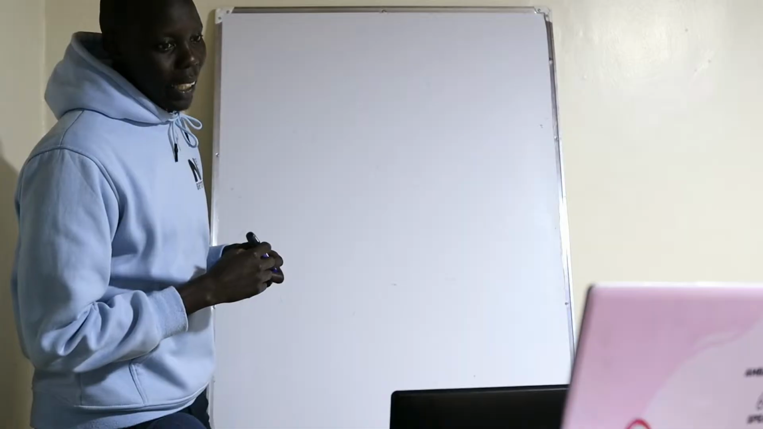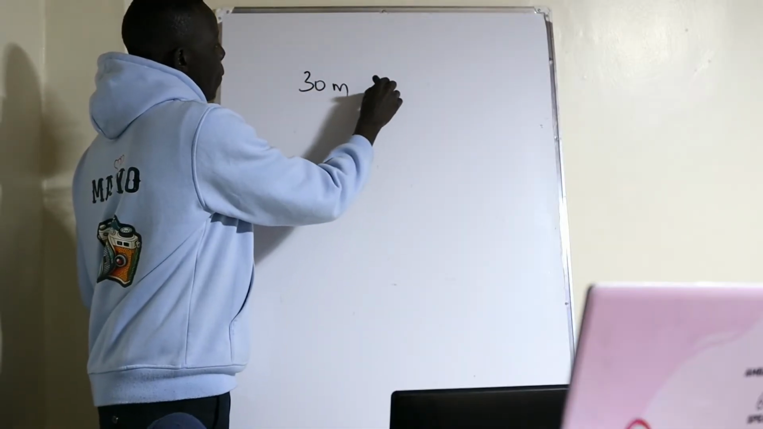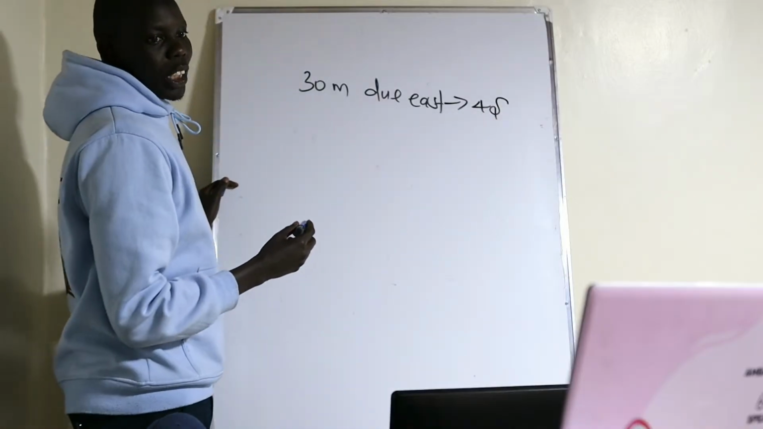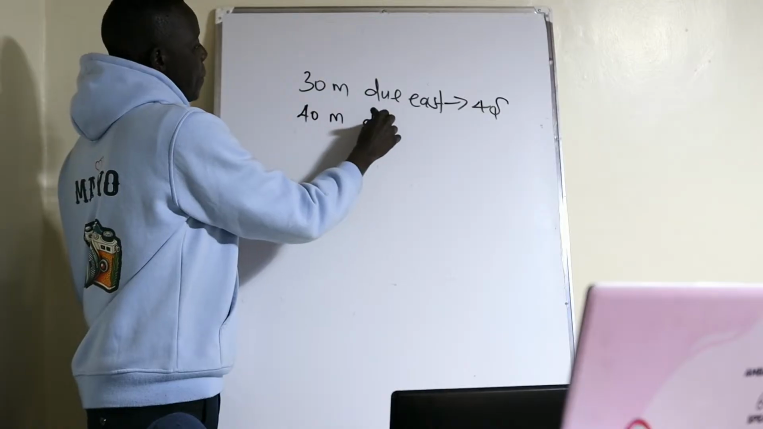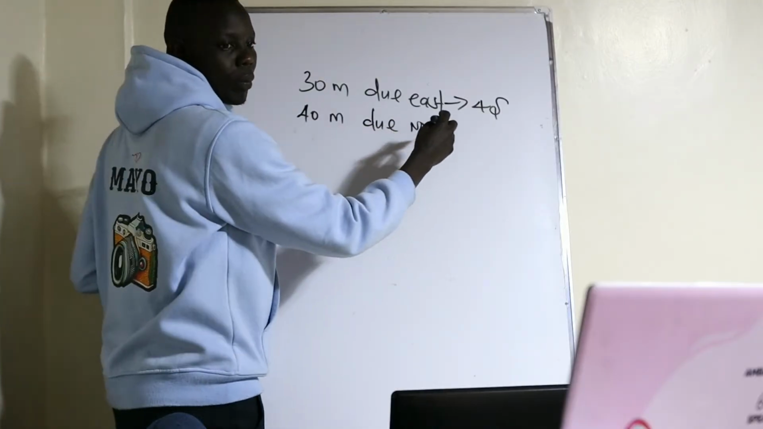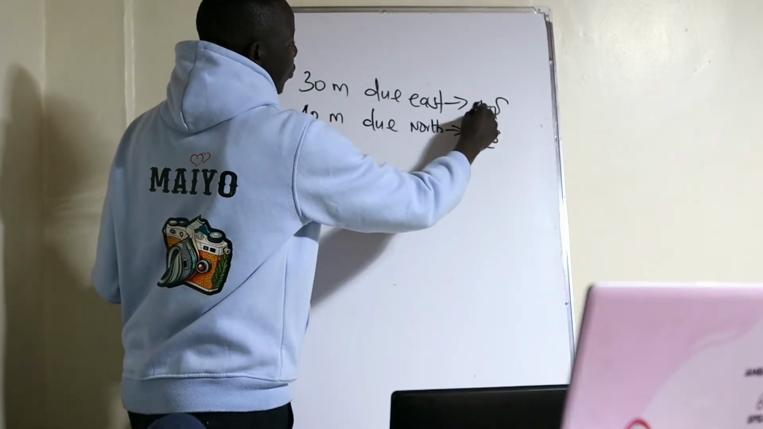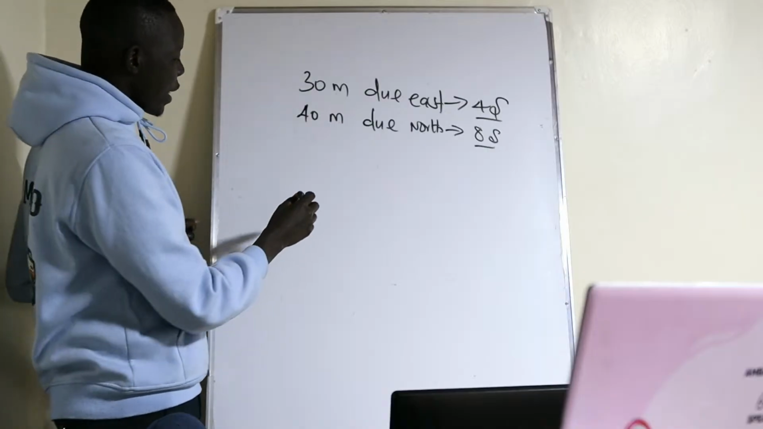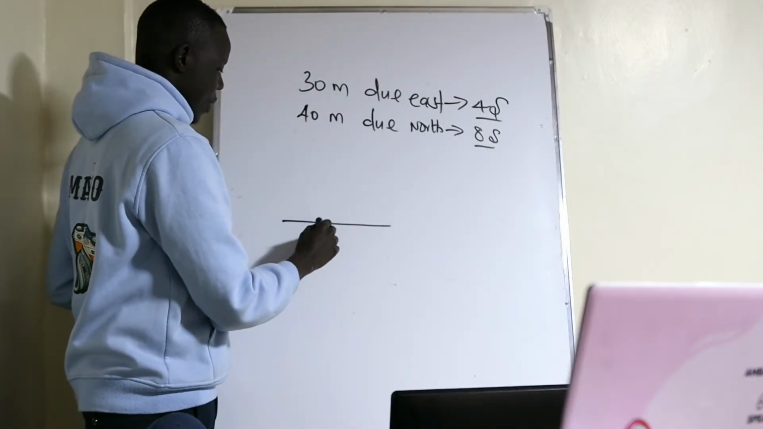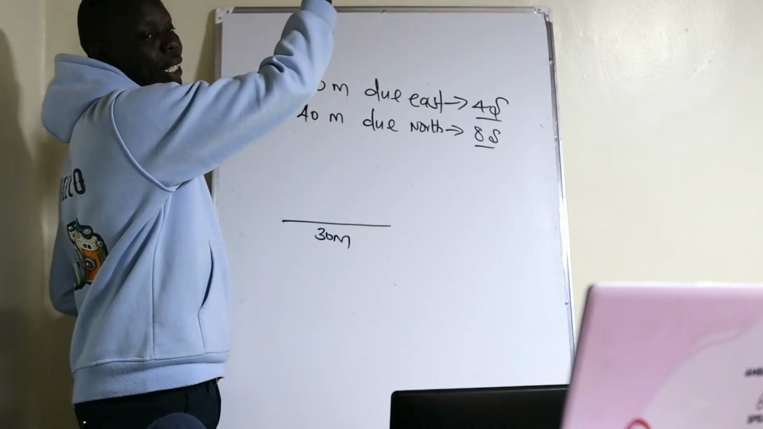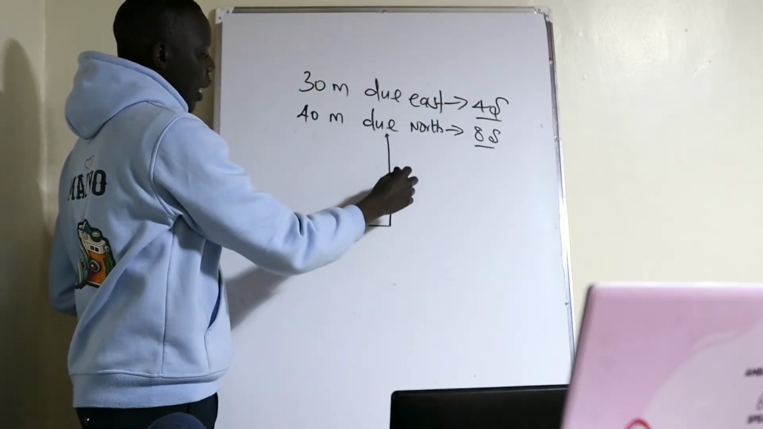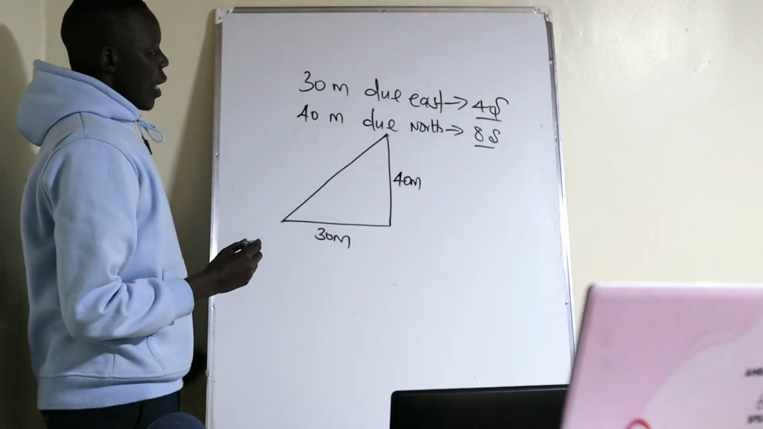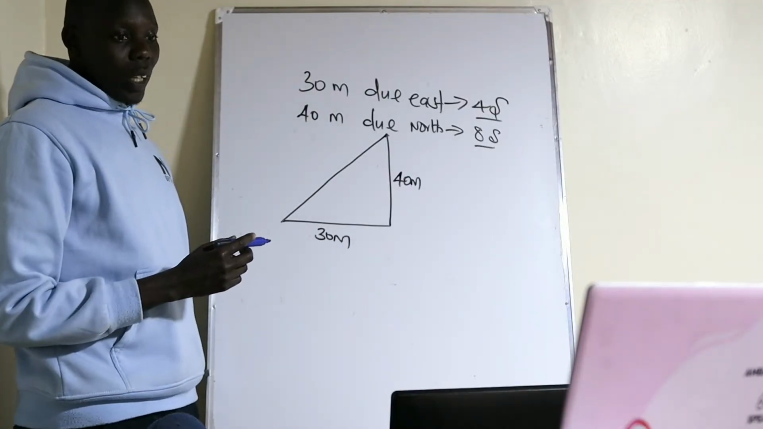There's a question here. A body moves 30 meters due east in 4 seconds, then 40 meters due north in 8 seconds. Now, the question is the total distance moved by the body. So this body went 30 meters this way, due east. Then it reached a point and started moving northways, this way. And this is 40 meters. The first question is: calculate the total distance moved by the body.